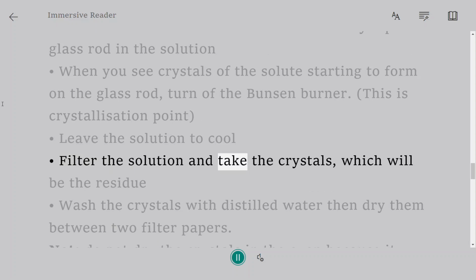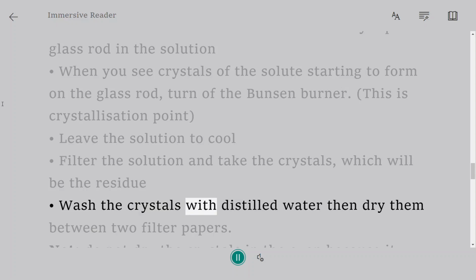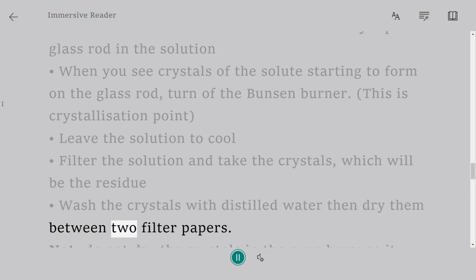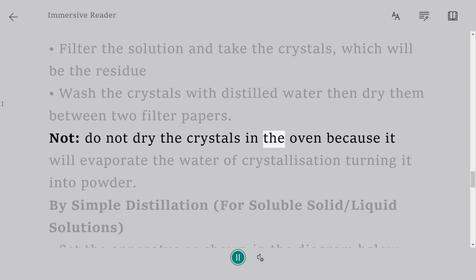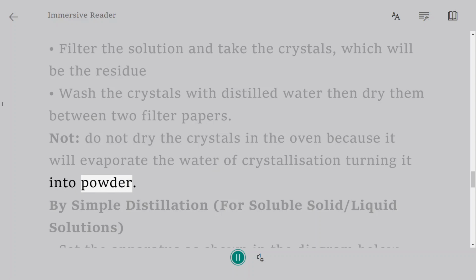Filter the solution and take the crystals, which will be the residue. Wash the crystals with distilled water, then dry them between 2 filter papers. Do not dry the crystals in the oven because it will evaporate the water of crystallization, turning it into powder.